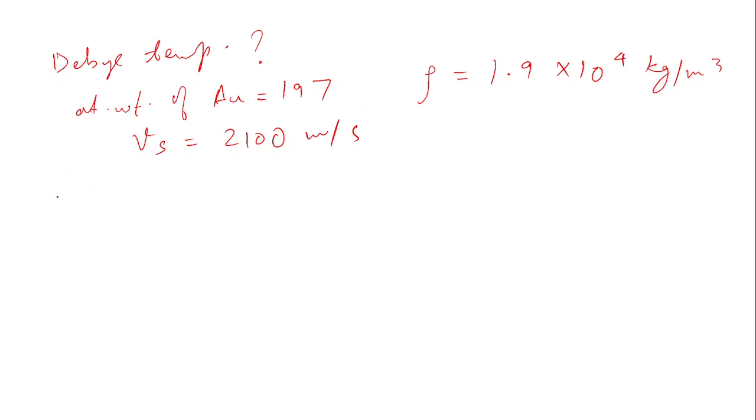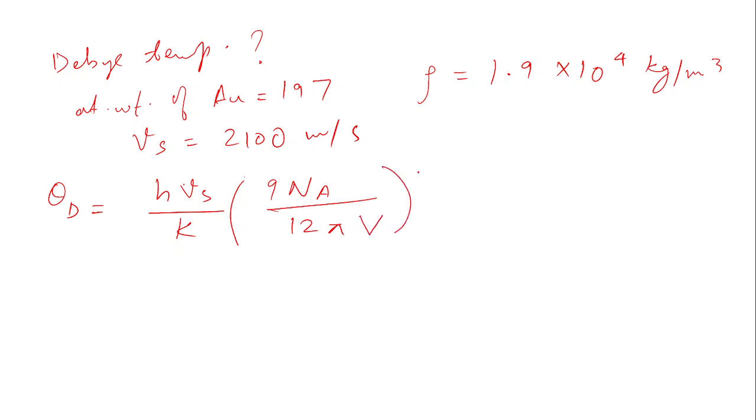Now we know the Debye temperature is given by this expression: h by k, where k is the Boltzmann constant, times the wave velocity, times 12 pi, and volume to the power 1 by 3. This was again from the derivation. Sorry I missed putting the question, but these were the given things, and we had to calculate the Debye temperature.